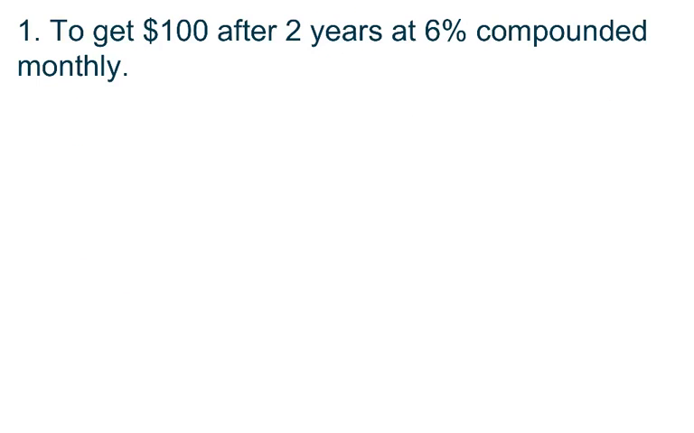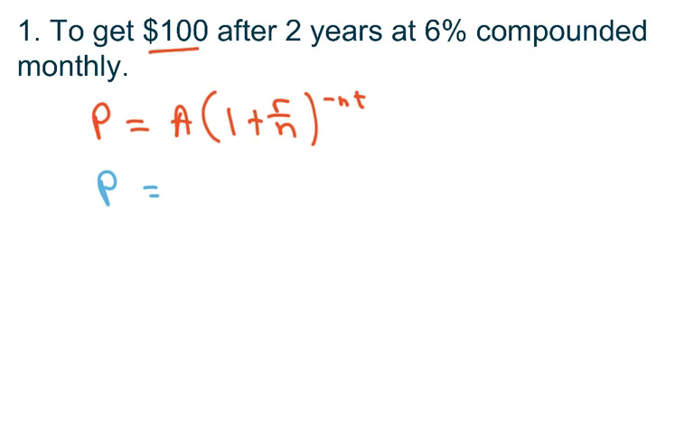Okay, so we have this. We want to get $100 after 2 years at 6% compounded monthly. And so we're going to use P equals A times (1 plus r over n) to the negative nt. And you just fill everything in. A equals 100. R equals 0.06, you have to write that as a decimal. And T equals 2 for 2 years.